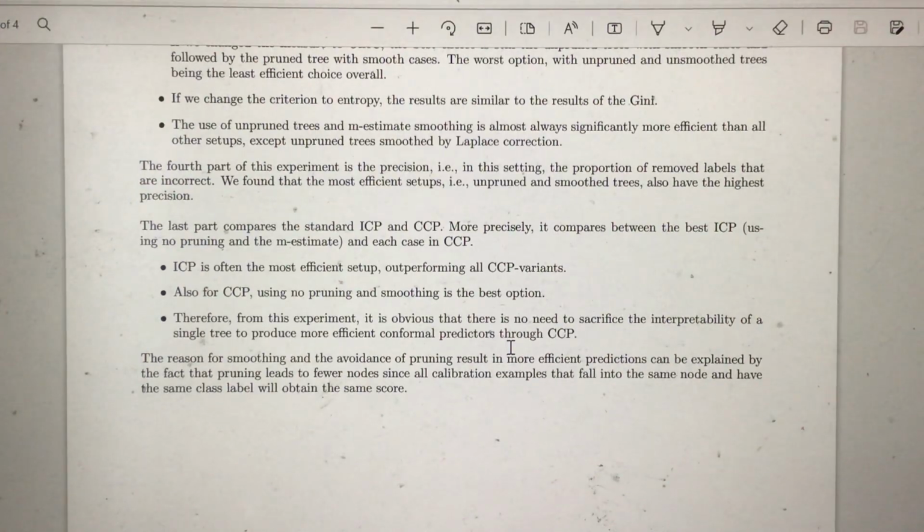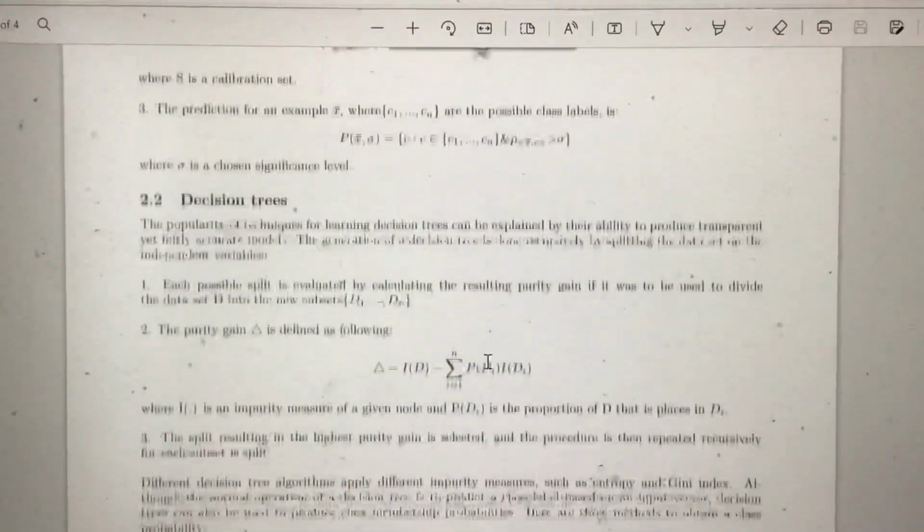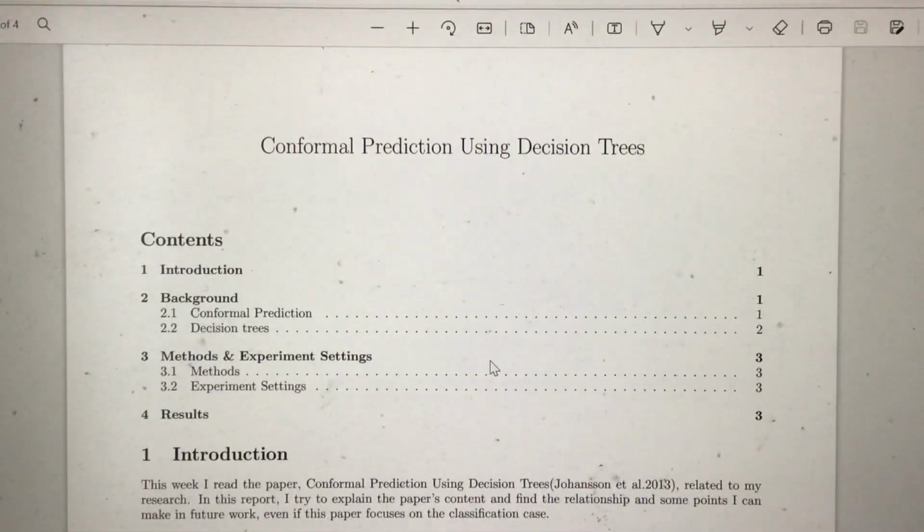Okay, so this is my report to explain conformal prediction using decision trees. Let me just tell you again, if you have interest in this paper and if you want to understand more about the experiment results, you can just go to see the paper.